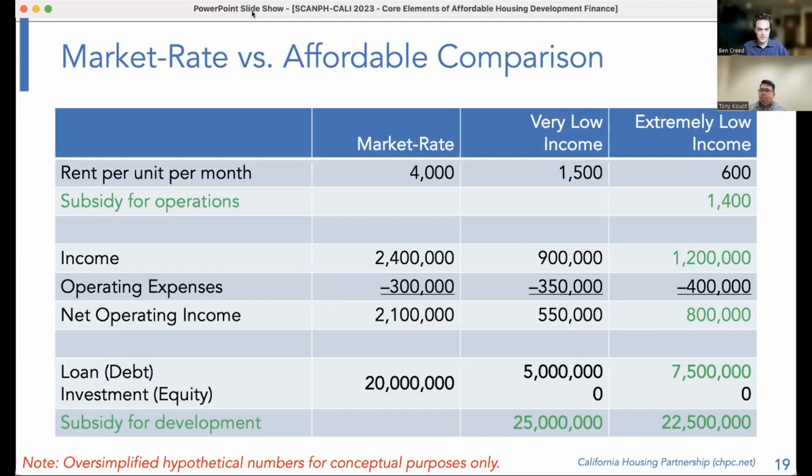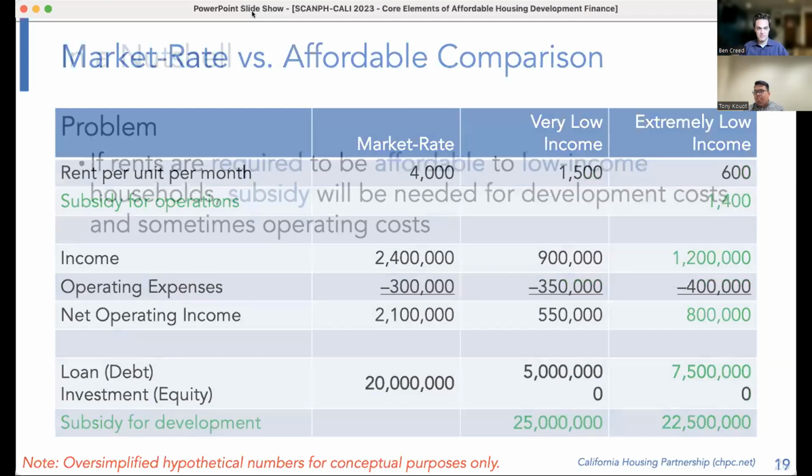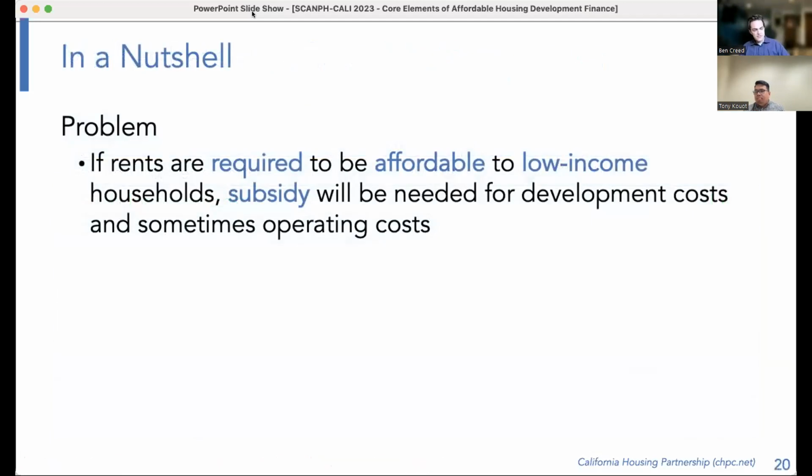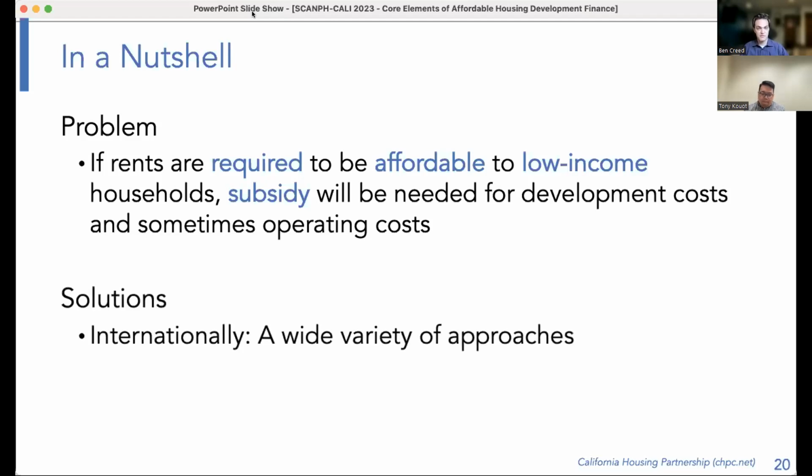The very low income building will need $25 million in total to be able to get developed. The extremely low income one, if it's got that rental subsidy, it's leveraging a larger perm loan. And so it should only need $22.5 million upfront to close its gap and be able to get started. And so this is the core math problem in essence. If the rents are required to be affordable to low-income households, some sort of subsidy of this otherwise infeasible financial model will be needed to make it feasible, almost always for the development costs and sometimes even for the operating costs. There is a very long list of ways to achieve this.